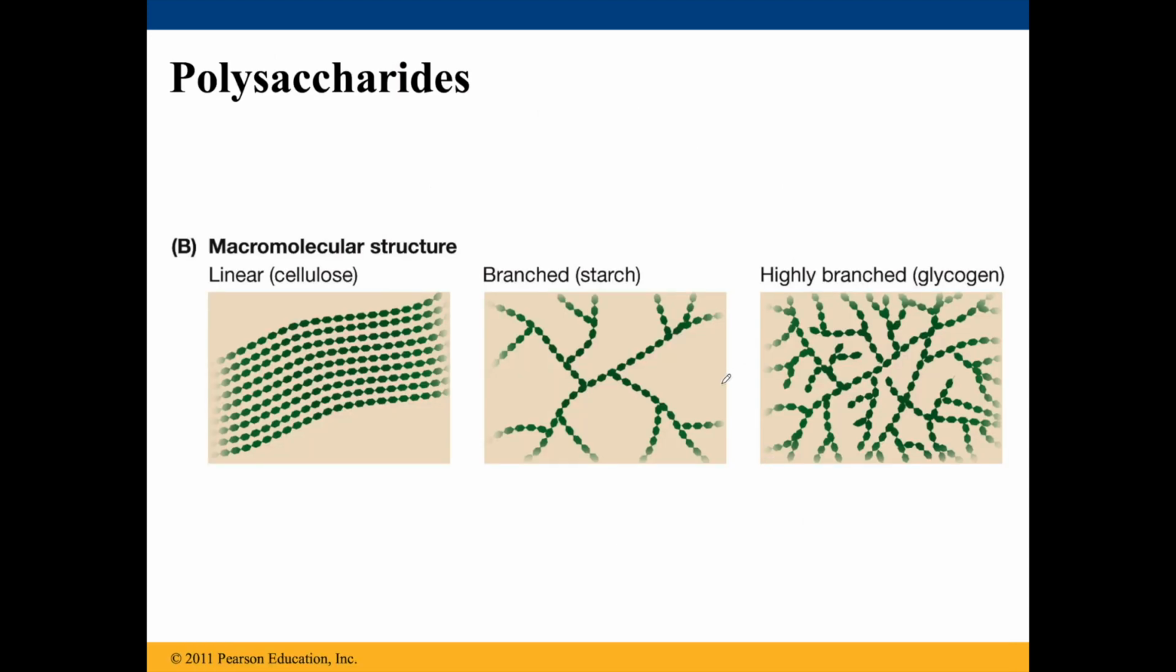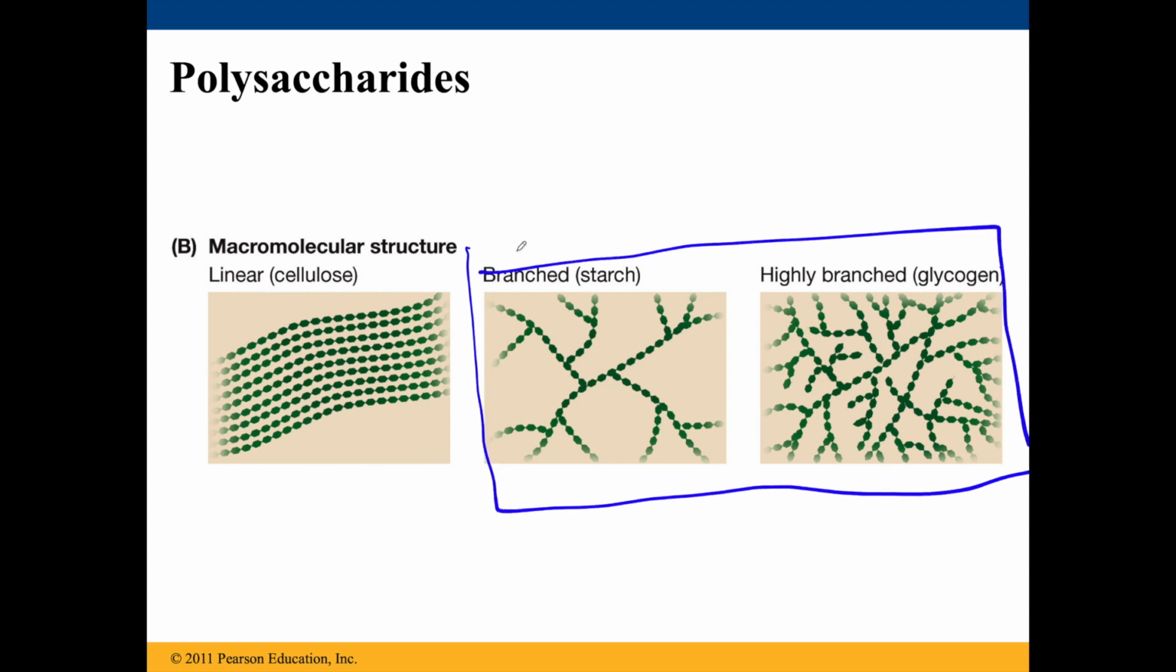Each of these green hexagons represents a glucose molecule. So in starch and in glycogen, starch in plant cells, glycogen in animal cells, they're long chains of glucose, but they're not just straight chains of glucose, they're branched chains of glucose, like branches on a tree. Okay, both of these are storing the glucose for later energy use.